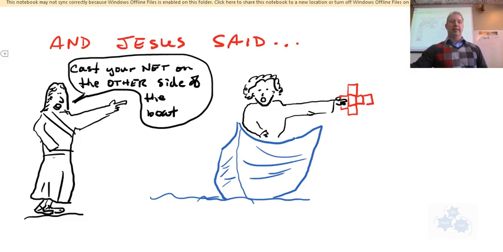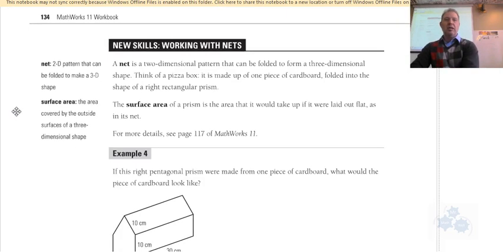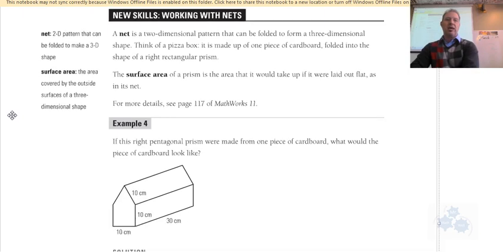All right. Okay, so let's take a look now at working with nets. A net is a 2D pattern that can be folded to make a 3D shape. So it says right here, a 2D pattern that can be folded to make a 3D shape.